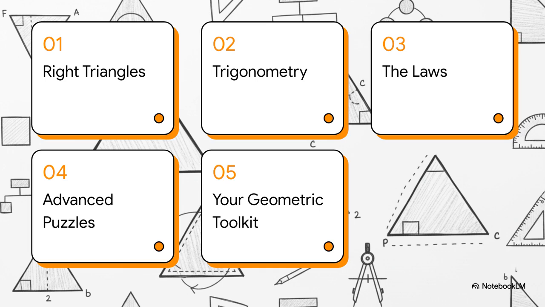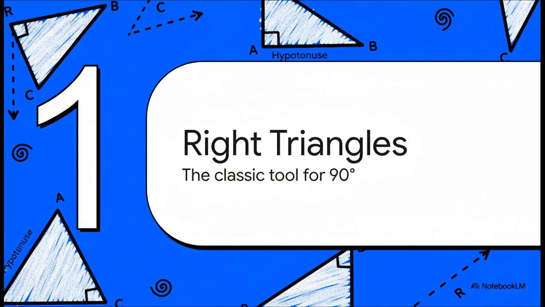We'll start with the hammer of geometry, the tool for simple right triangles. Then we'll get a bit more precise with trigonometry, for when angles get involved. After that, we'll bring in the power tools, the law of sines and the law of cosines, which work on pretty much any triangle. And finally, we'll see how to combine these to solve some really clever puzzles. Let's get into it.